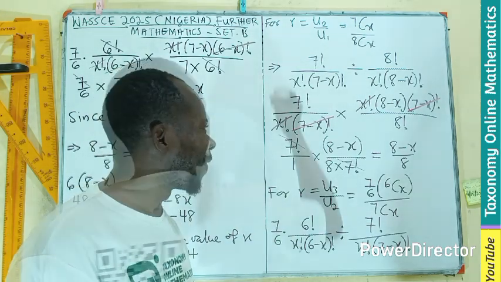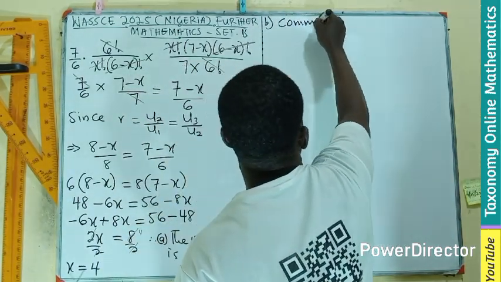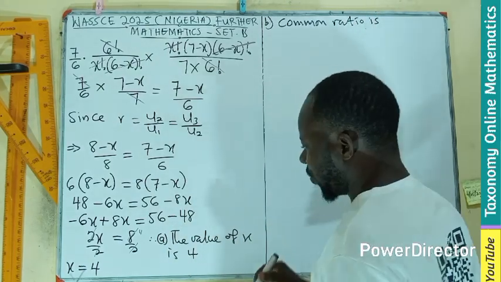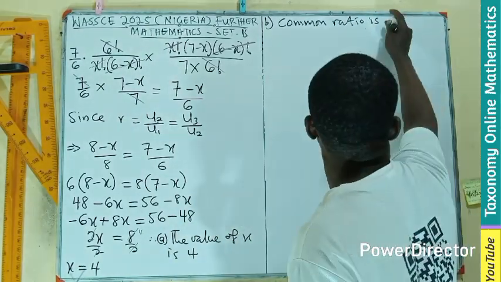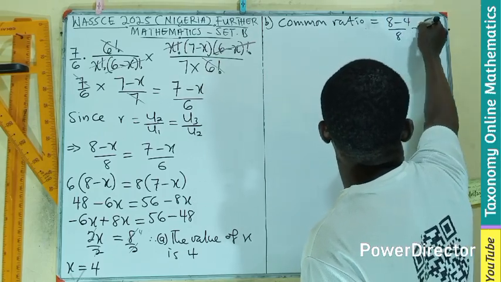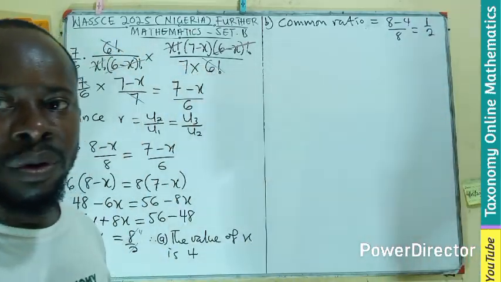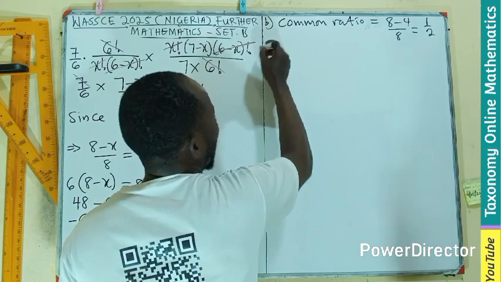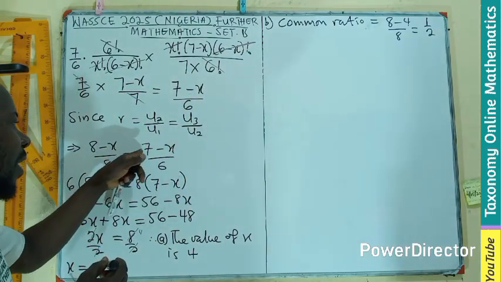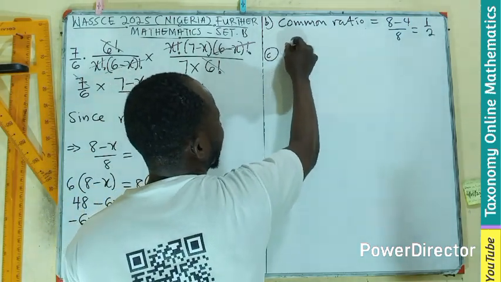Okay. So the B part, that is looking for the common ratio, is going to be equal to 8 minus 4 on 8, this is 4 over 8, so we have 1 over 2. That's the common ratio. We can also use the 7 aspect. You put your 4 here, if you subtract, you get 3 on 6, which is still half. So C, we are looking for the sum of the first 10 terms.